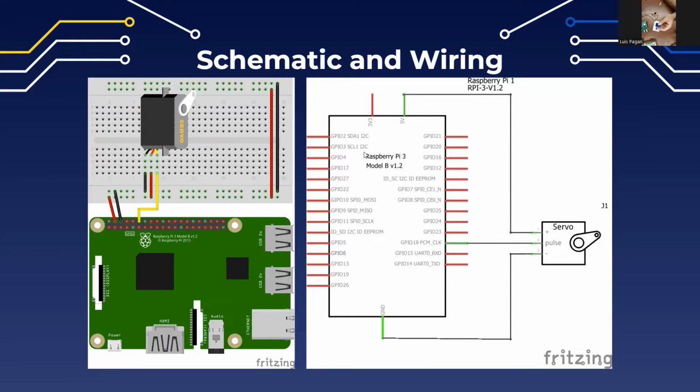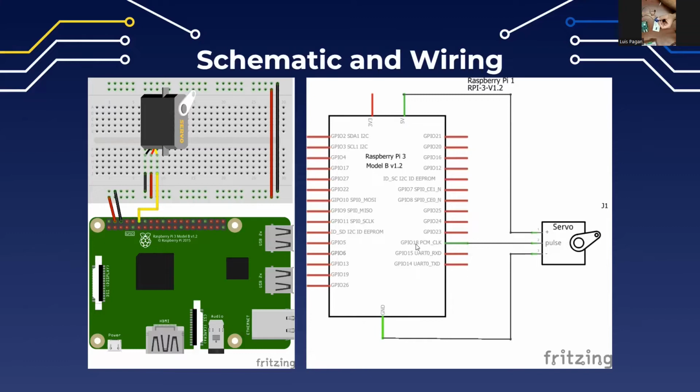Let me go through the schematic really quickly. Again, we want to make sure we have power to the servo and we're completing the loop by connecting it to ground. And then we just have one more wire, the signal that's influencing the direction of the servo.